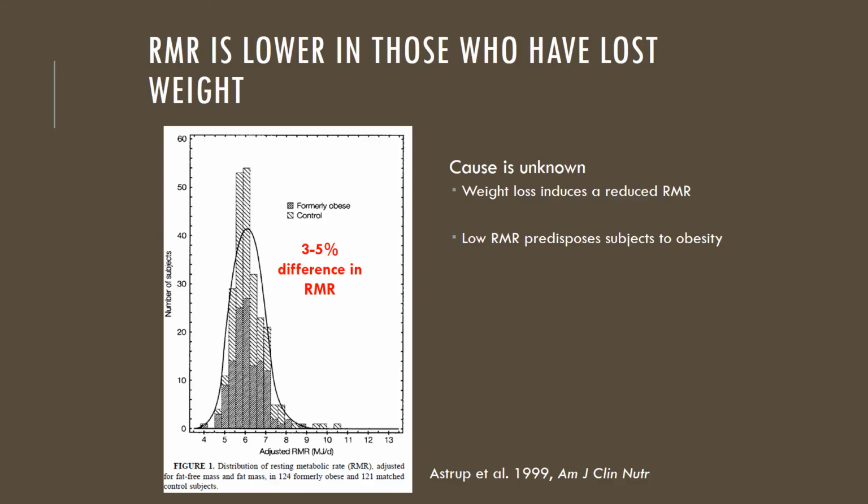What happens is that weight loss induces or causes metabolic rate to go down. This may predispose people to obesity. Think about it. If your metabolic rate goes down, you're not burning as many calories to stay alive, and therefore that favors gaining weight back.